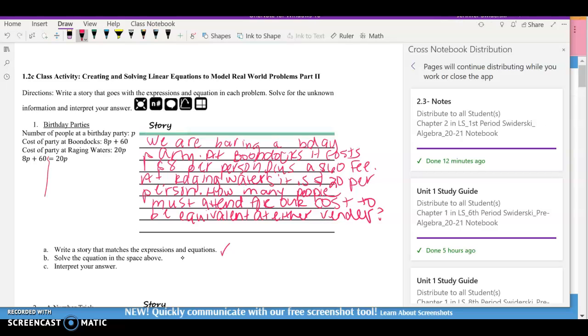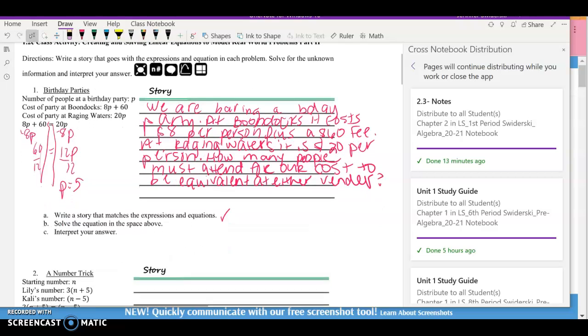Okay, so when I do that, I'm going to draw my railroad tracks. I'm going to subtract 8P on both sides. So I get 60 equal to 12P. Divide both sides by 12. So P is 5. What does that mean? Interpret the answer. 5 people must attend for cost to be equal.